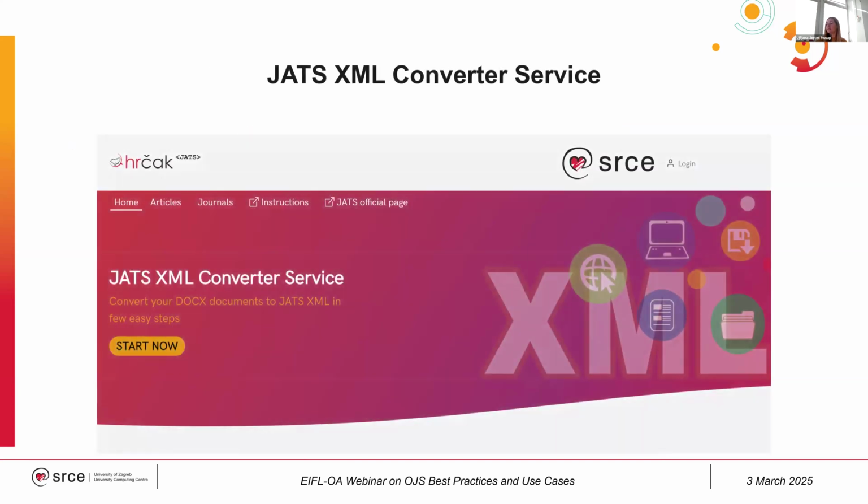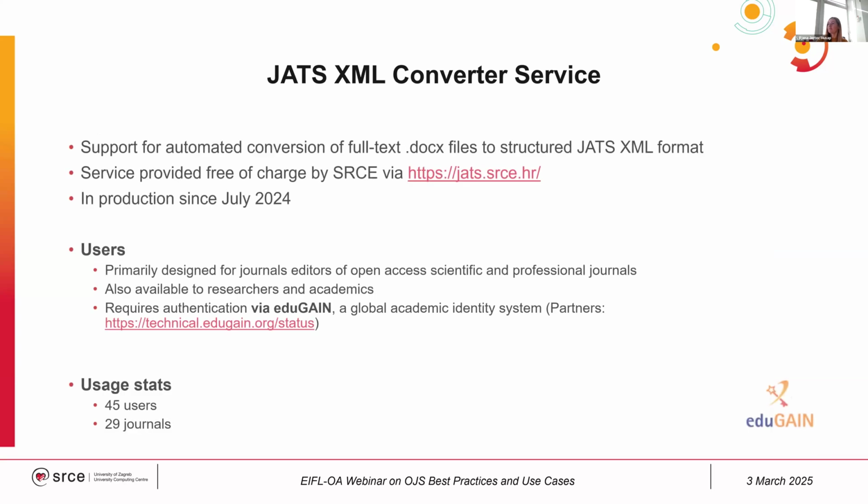Here you can see the first landing page of the converter service, and now a couple of words about it specifically. The converter service was launched in July 2024 as a free online service for converting full text docx files to structured JATS XML format. It is primarily intended for journal editors of open access scientific journals and professional journals as well, but it is also available to researchers and academics.